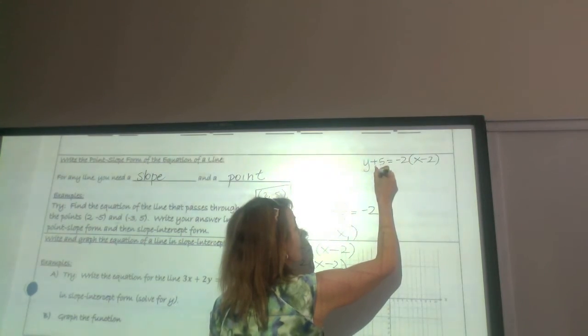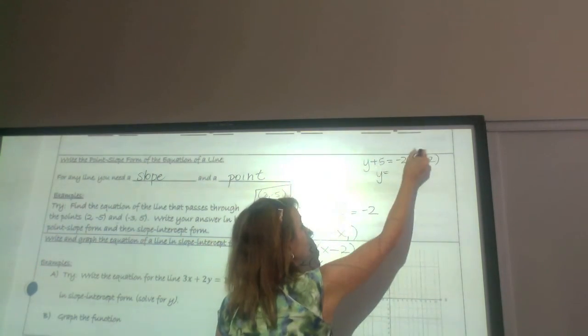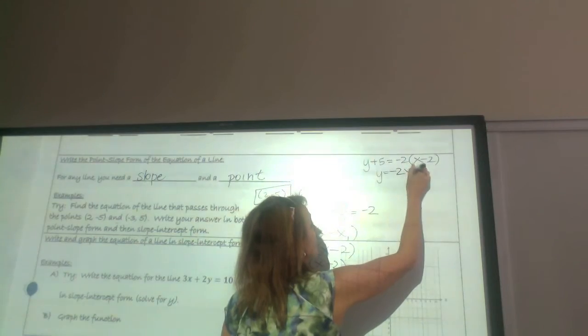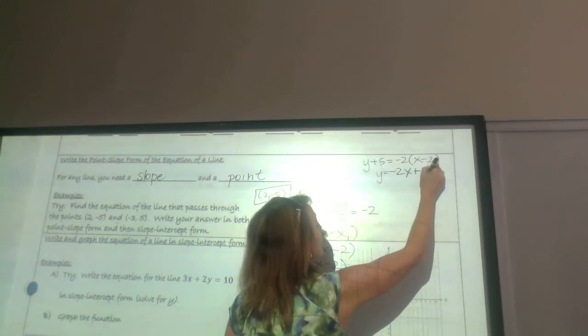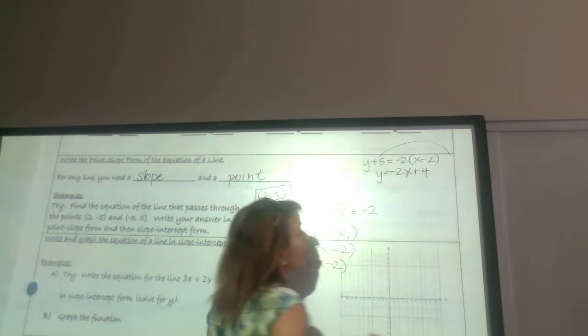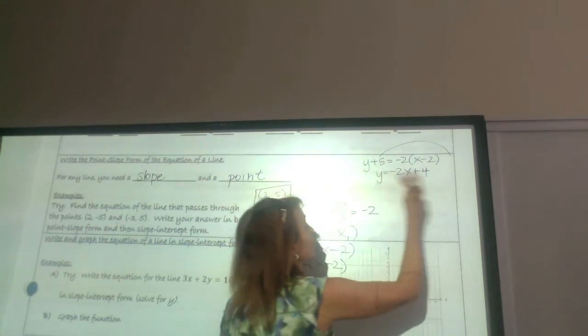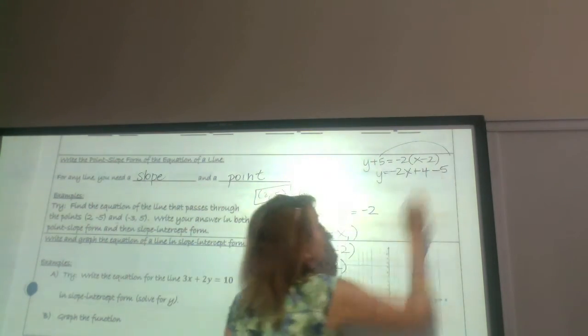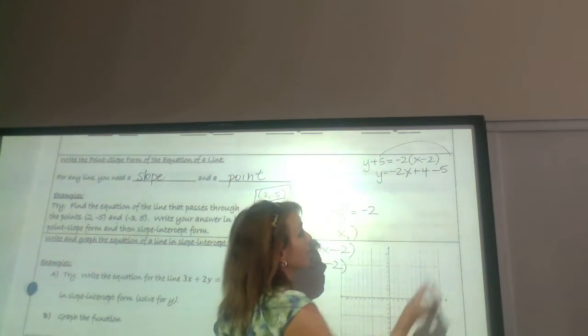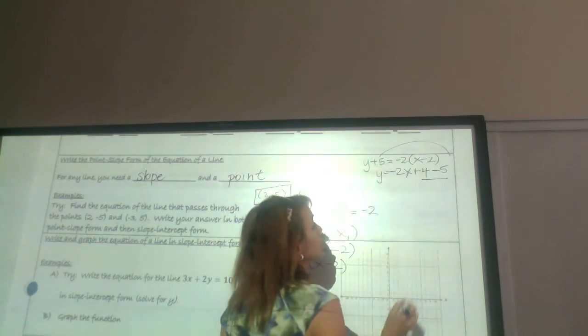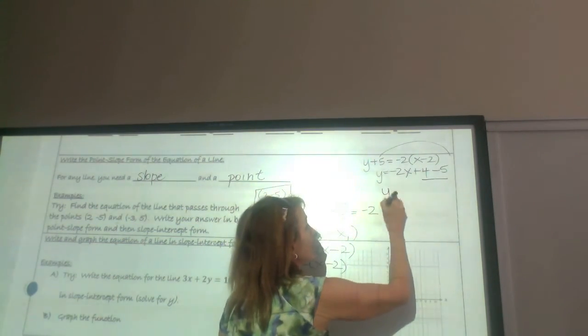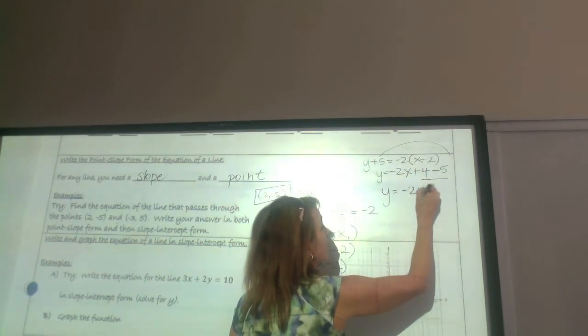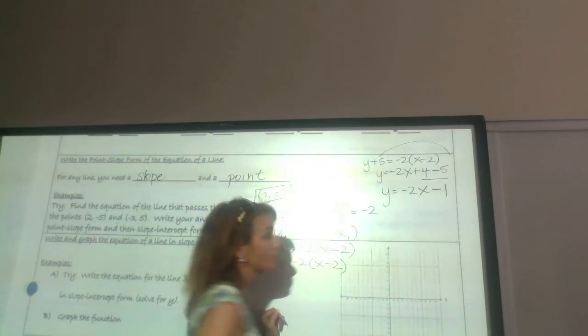And what I said was we're going to distribute through, so let's do that. I'm just going to say y equals, distribute through, -2x plus 4. And then I need to move this 5 to the other side, and when I do that, it changes signs, and because we're subtracting it, it becomes -5. Let's combine these into one term, and we're finished. Y is equal to -2x minus 1.